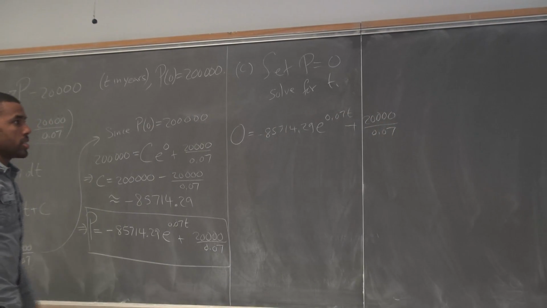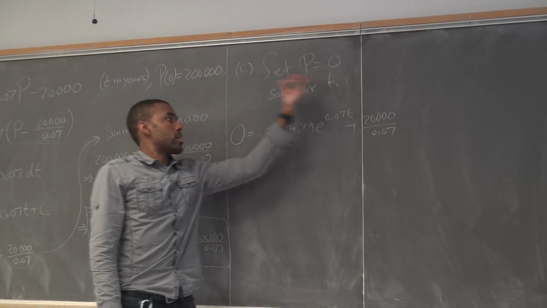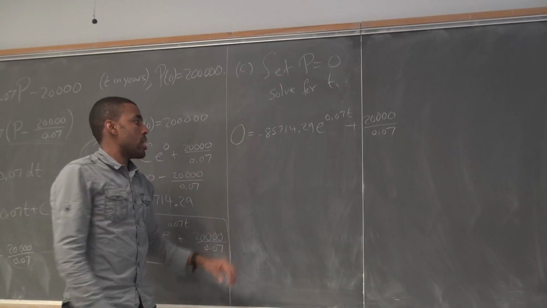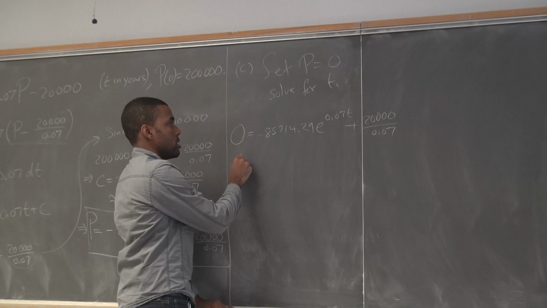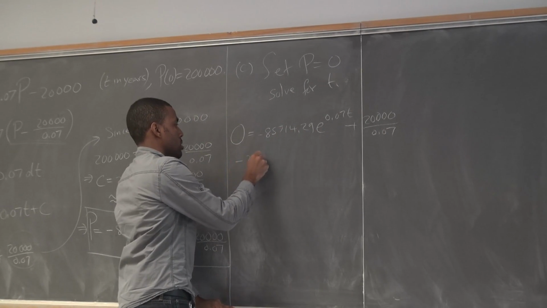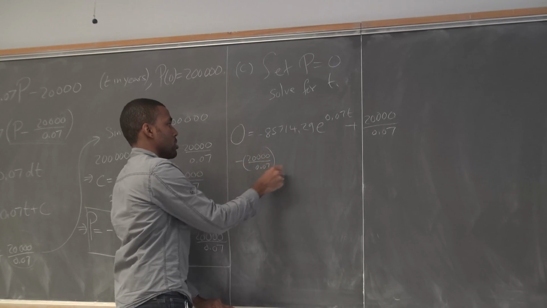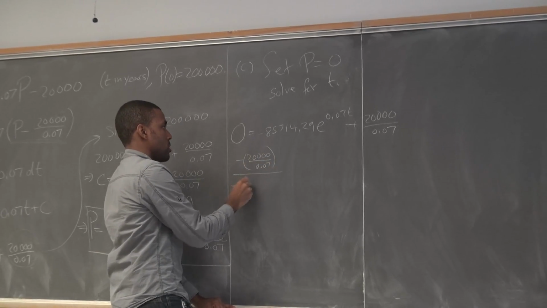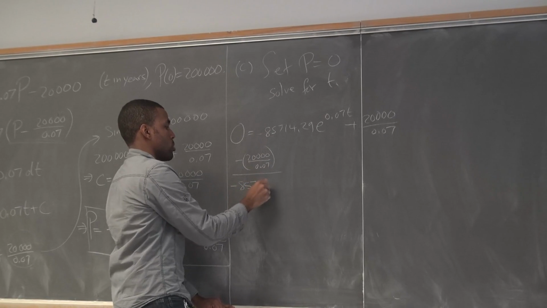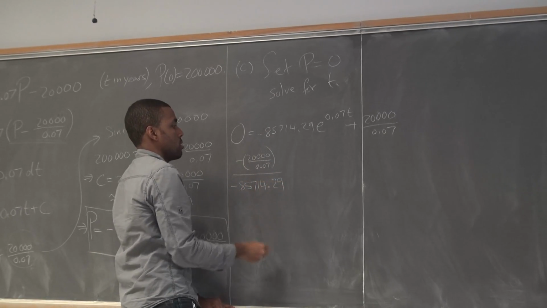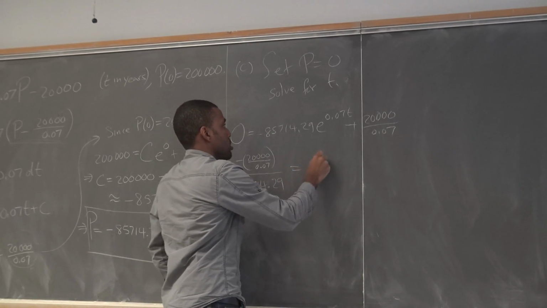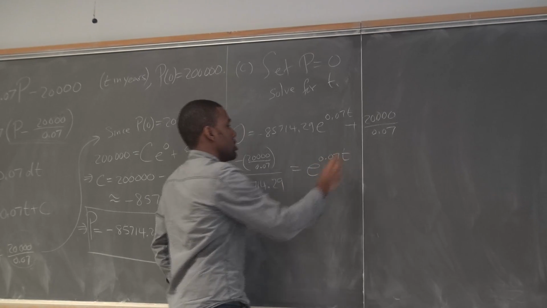So how do I get to that t? Subtract this, then you're going to divide by that. So this is minus 20,000 over 0.07. You're going to divide that by minus 85714.29. And that will give you e to the 0.07t.